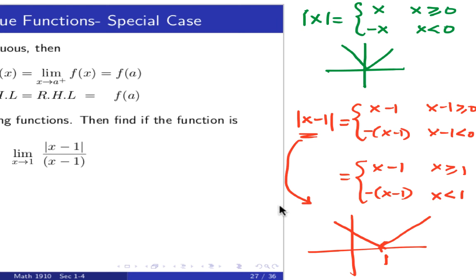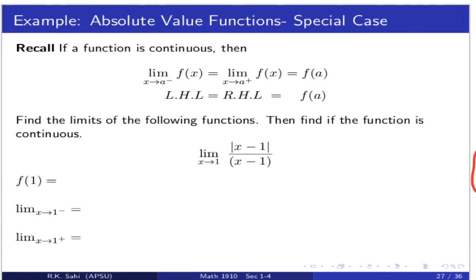Okay, now let's come back to the problem. The problem says find the limit of the following functions and then find if the function is continuous. Let's start with f of 1. What does f of 1 mean? This is my function. Remember, it is the absolute value of 1 minus 1 over 1 minus 1. It's a 0 by 0, guys. It's undefined. Automatically, we know that. So this is a function which is a 0 by 0 form.